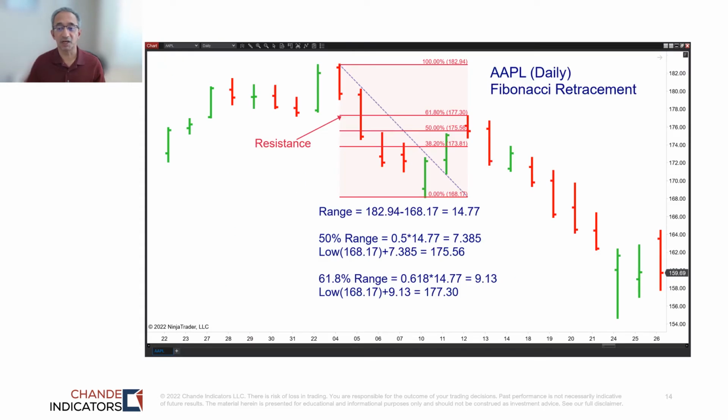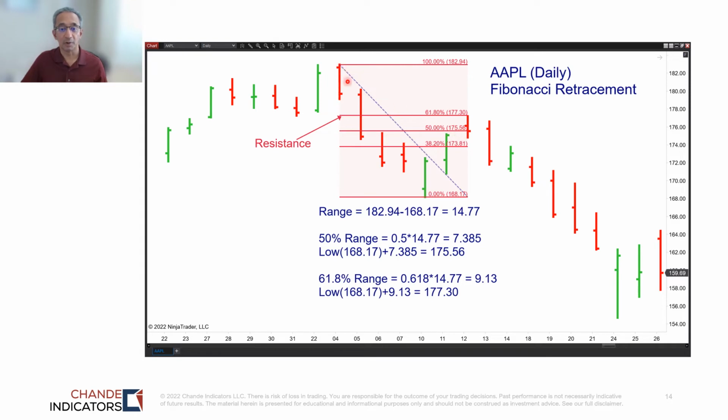So this is the chart of Apple where I show you some sample retracement calculations. So we picked the high and the low, which is the most recent high and at the start of the downtrend, and the range is 14.77 points or dollars. So half of that range would be, say, 7.4, and if you add that to the low, you get a number like 175.56, and that's exactly what the tool shows here.